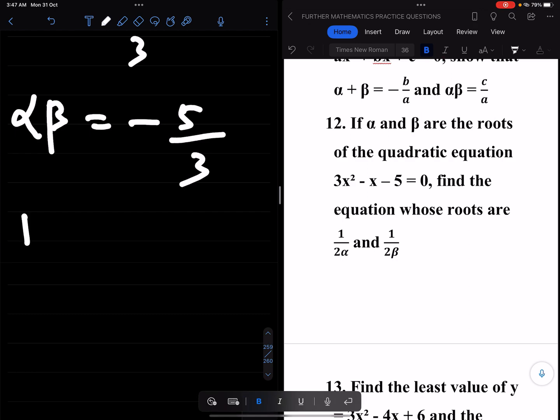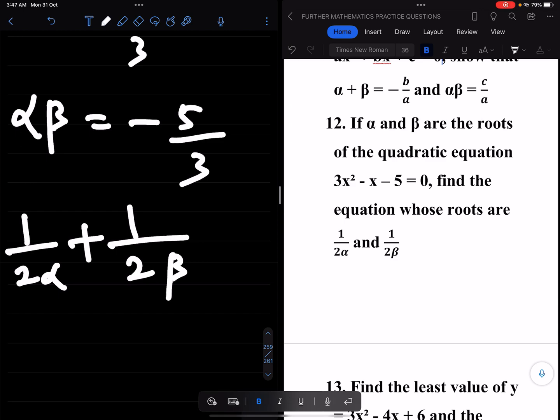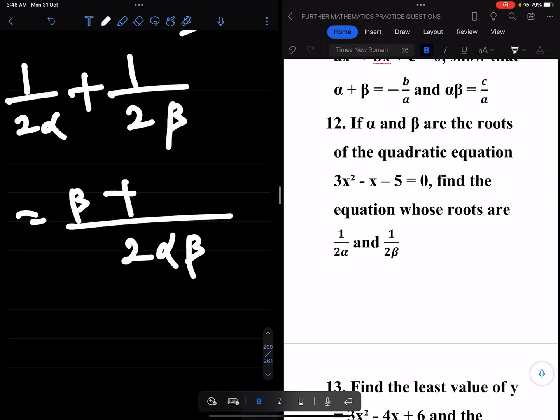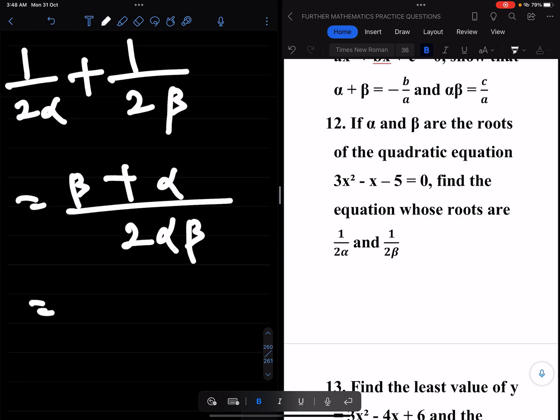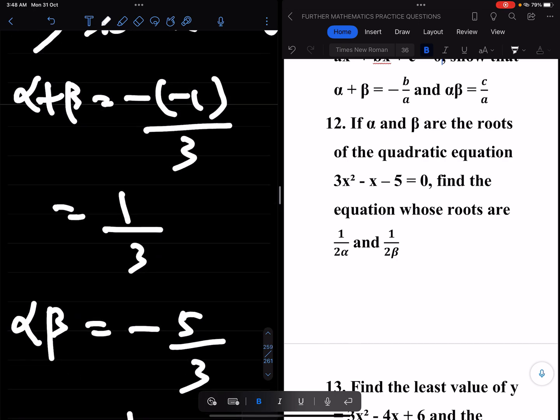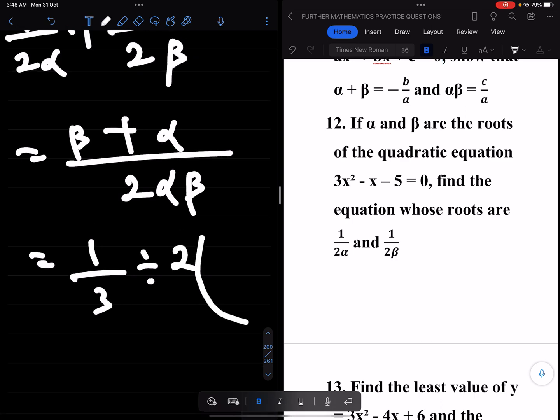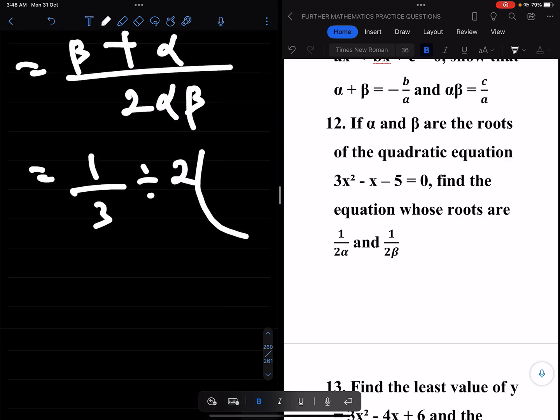Okay, to find that, I need to find the sum of the new roots first, which is 1 over 2 alpha plus 1 over 2 beta. The LCM is 2 alpha beta. 2 alpha beta divided by 2 alpha is beta, times 1 is beta, plus 2 alpha beta divided by 2 beta is alpha, times 1 is alpha. And that simply means beta plus alpha over 2 alpha beta. That's 1 over 3 divided by 2 times alpha beta, which is minus 5 over 3.